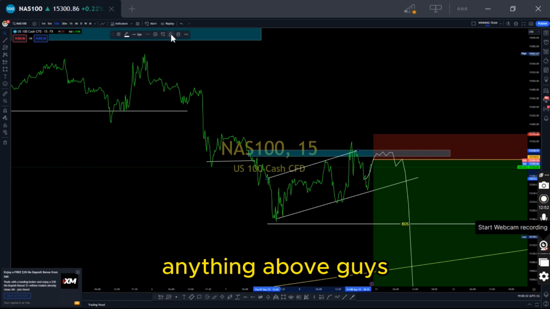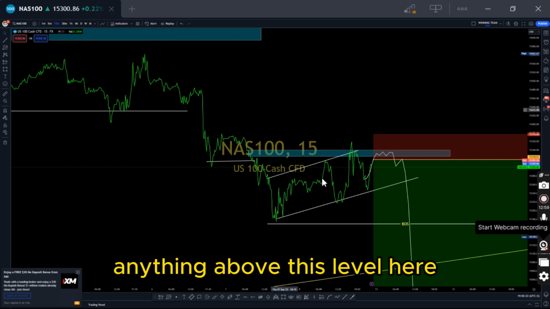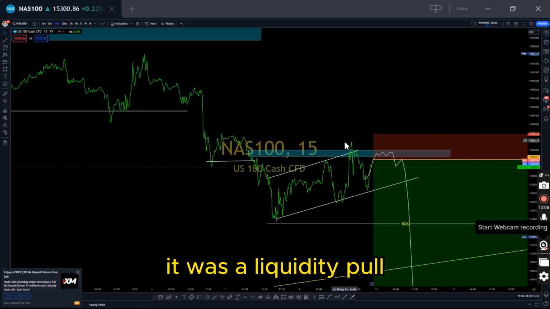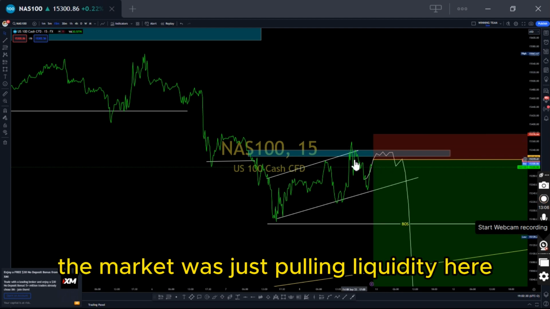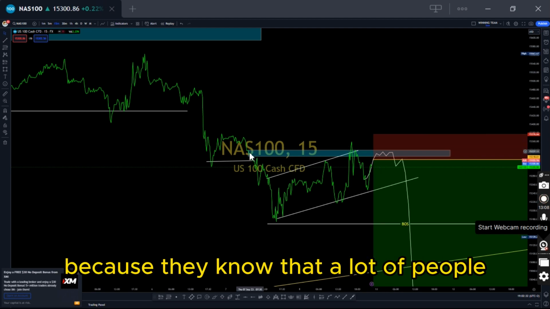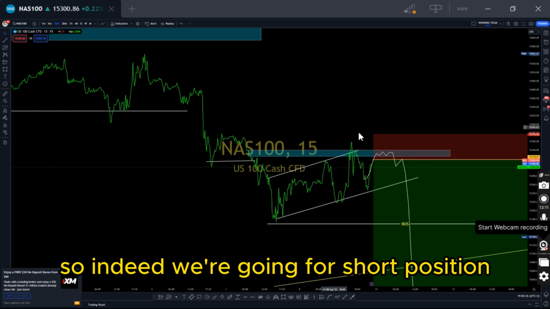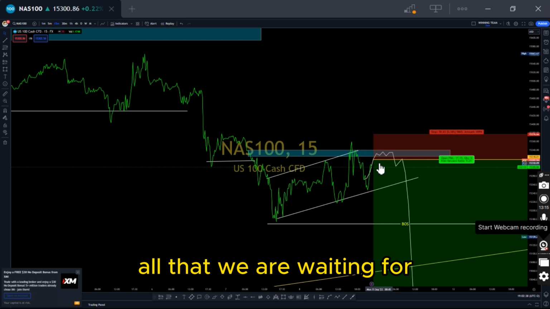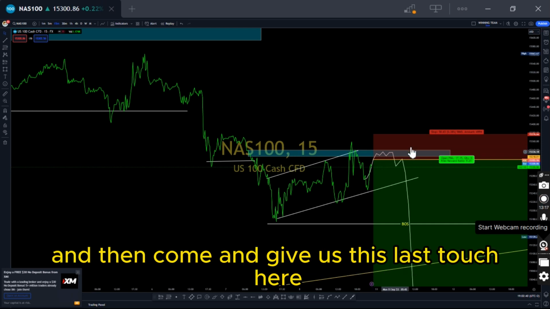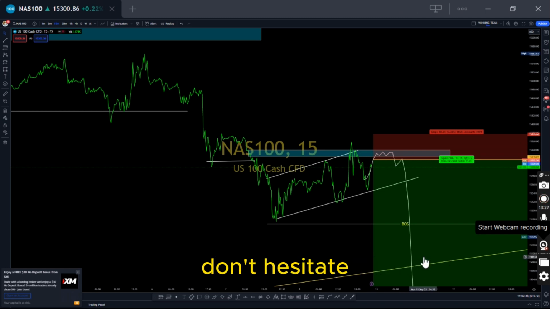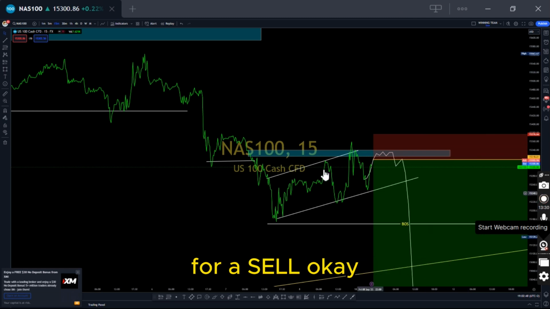So anything above this level, guys, it just doesn't matter. It was a liquidity pool. The market was just pulling liquidity here because they know that a lot of people are gonna start looking for short positions here. So indeed we're going for a short position. All that we're waiting for is for Nasdaq to complete this level and then come and give us this last touch here. When the market touches there, then we're going in for a sell, guys. Don't hesitate, just go all in, guys, for a sell, okay?